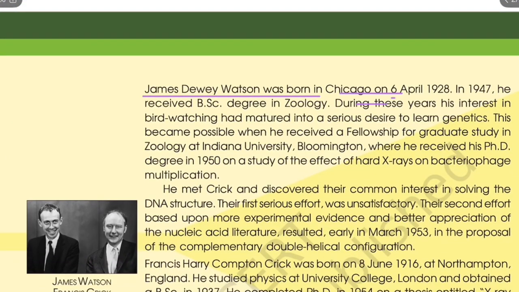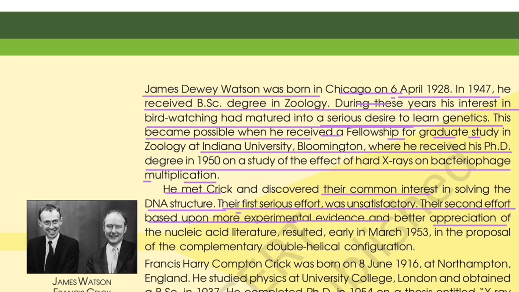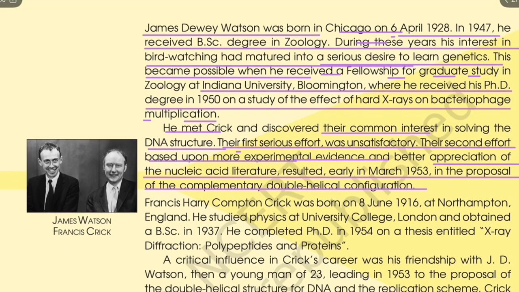James Dewey Watson was born in Chicago on 6 April 1928. In 1947, he received a BSc degree in zoology. During these years, his interest in bird watching had matured into a serious desire to learn genetics. This became possible when he received a fellowship for graduate study in zoology at Indiana University, Bloomington, where he received his PhD degree in 1950 on a study of the effect of hard X-rays on bacteriophage multiplication. He met Crick and discovered their common interest in solving the DNA structure. Their first serious effort was unsatisfactory. Their second effort, based upon more experimental evidence and better appreciation of the nucleic acid literature, resulted in March 1953 in the proposal of the complementary double helical configuration.